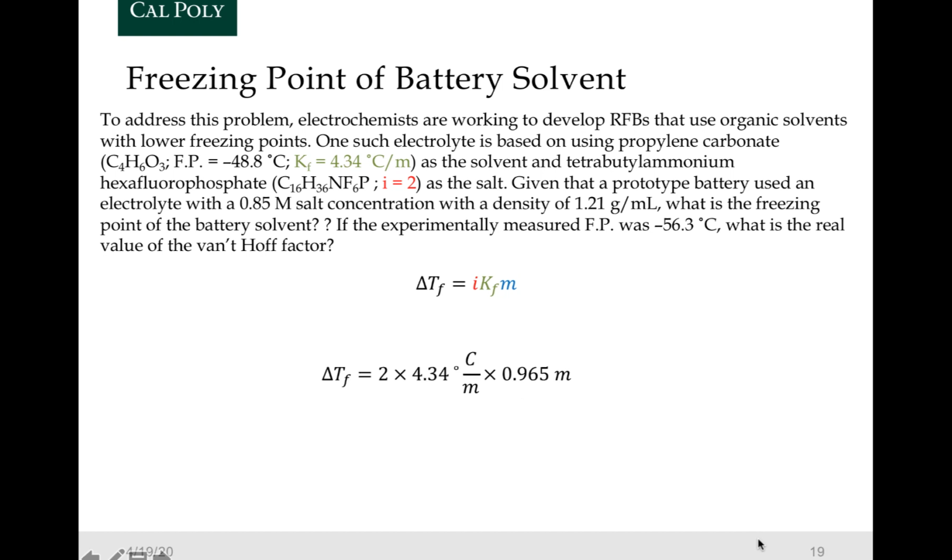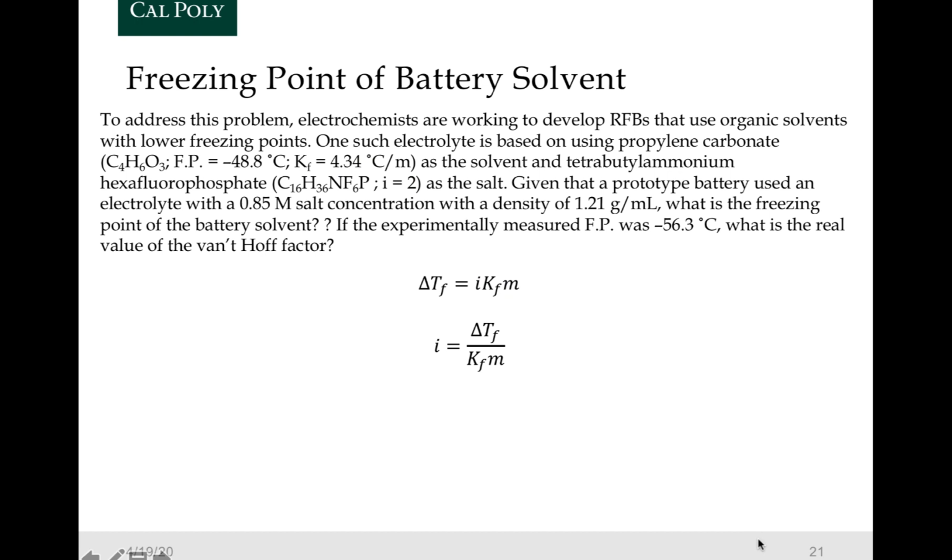Plugging all of our known values in, we can determine the change in our freezing point, or freezing point depression, and this is 8.5 degrees Celsius. So we get a pretty good drop in freezing point to bring us to negative 57.2 degrees Celsius. That was the first part of our problem, and let's look at this next part.